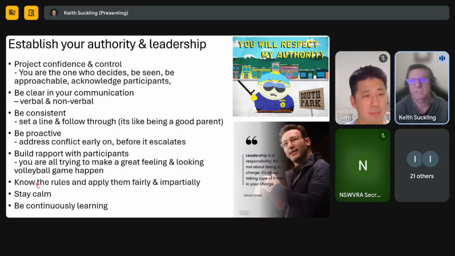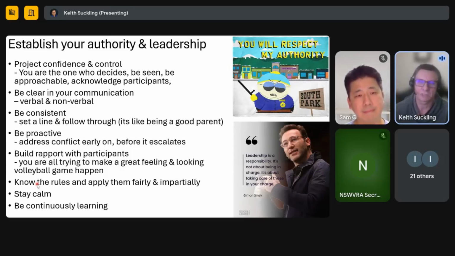I'm using Simon Sinek's definition of leadership here. He talks about leadership being a responsibility. It's not about being in charge. It's about taking care of those in your charge. And I always like to think of it, if you're doing this well, you're looking after everyone around you.